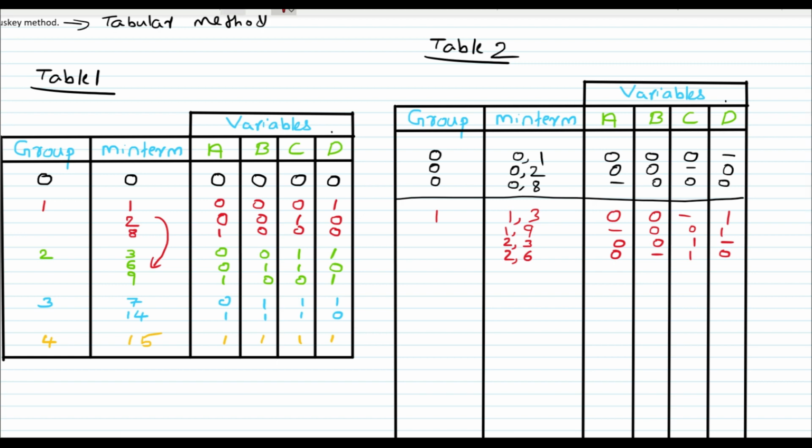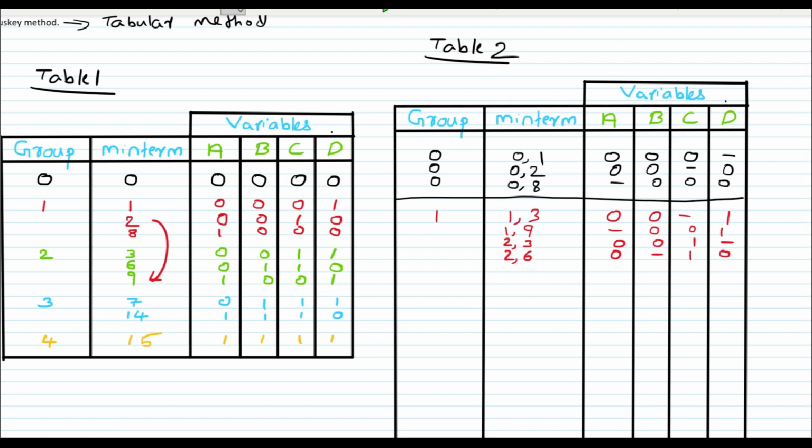Now consider 2 with 9. If we consider 2 with 9, we can see the first bit is changing, second bit is same, third bit is changing, and last bit is changing. So we cannot take 2 and 9. We can consider only if there is a single bit change.